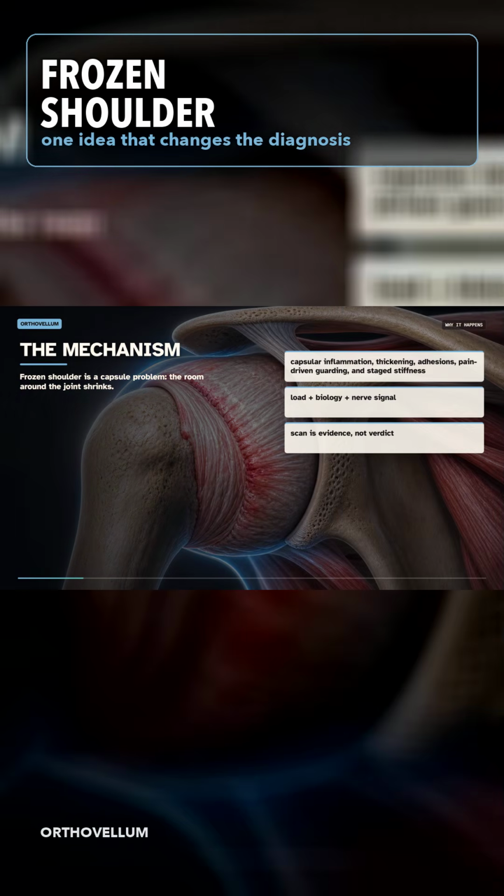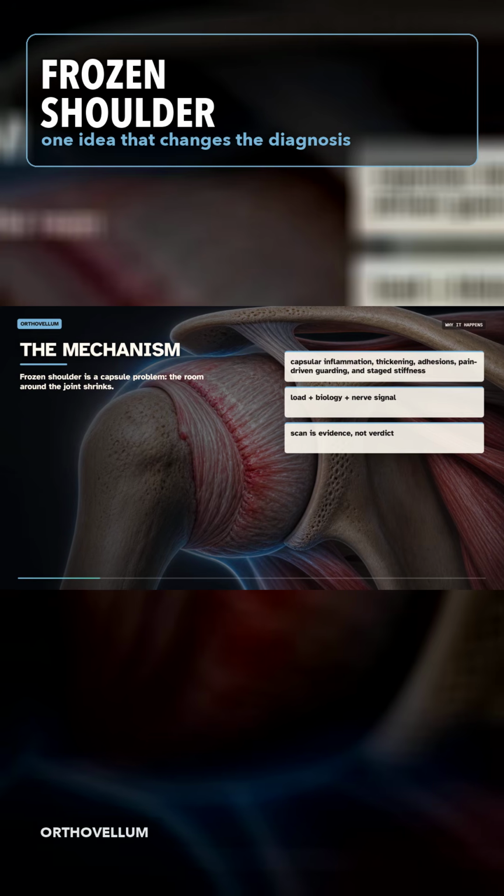The core mechanism is capsular inflammation, thickening, adhesions, pain-driven guarding, and staged stiffness. This is why two people with similar images can feel very different. Tissue appearance, load, inflammation, nerves, strength, and confidence all interact.